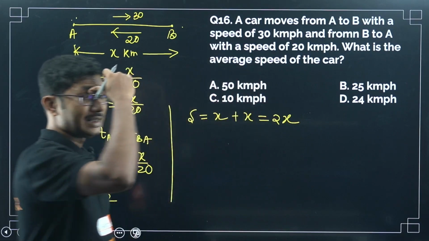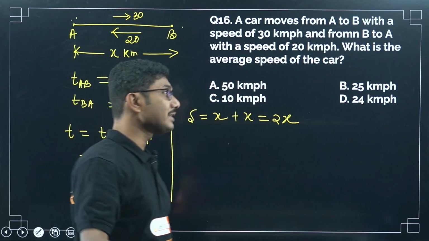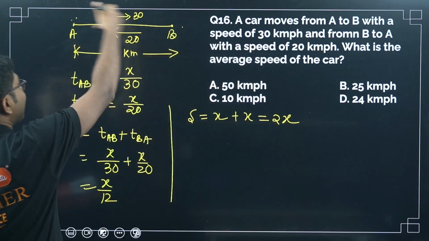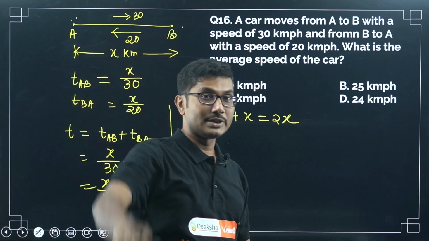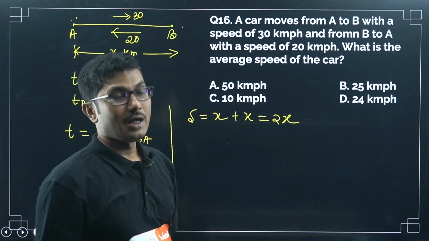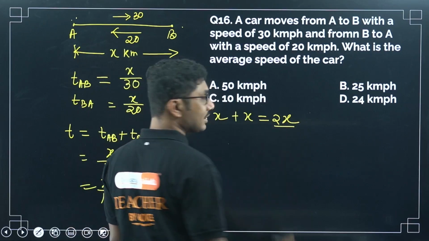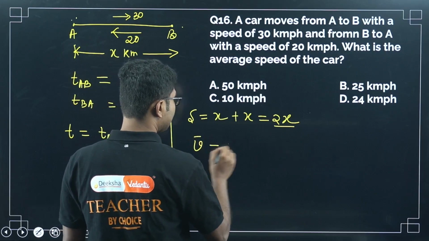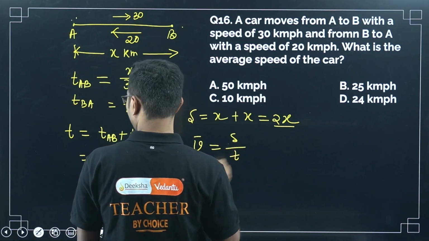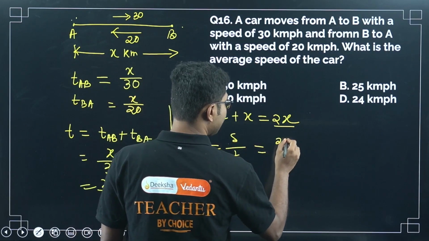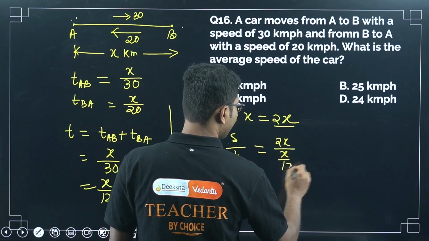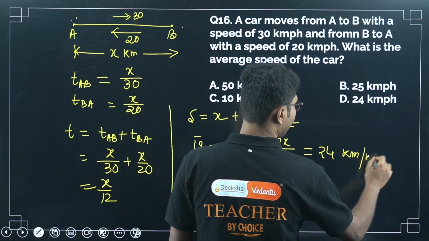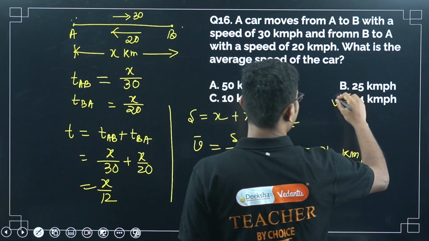Now remember this is average speed. If it was average velocity, then the answer would have been 0, because it starts from A and comes back to A. But because they have said average speed, the only thing we need to consider is total distance travelled, which is 2x. So average speed is total distance travelled divided by total time, that is 2x divided by x by 12, which is 24 kilometer per hour.